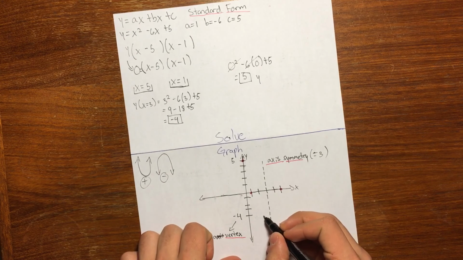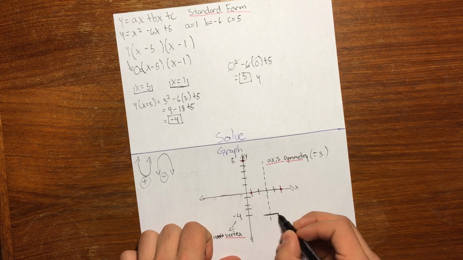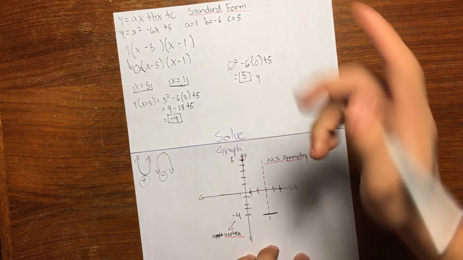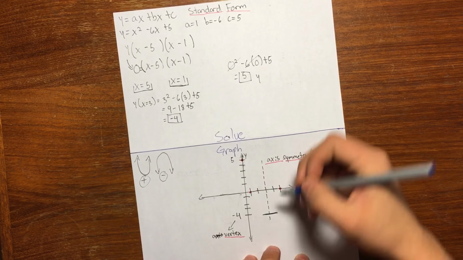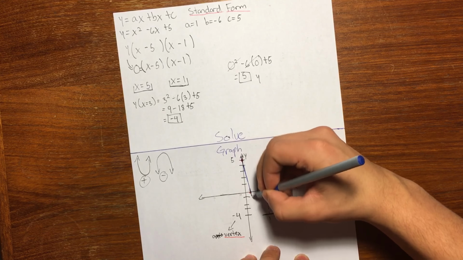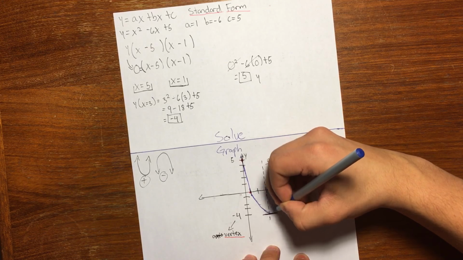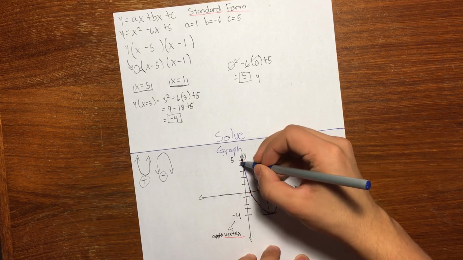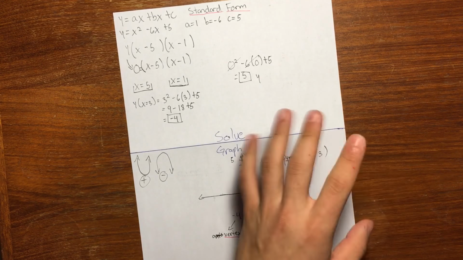So here we're going to have a low point of negative 4. Let's label that right there. And all we have to do is draw the parabola by connecting all our points, including the vertex. So right here, we come down to the 1, down to the vertex, up to 5, and then boom, right there, you have it. You're done.